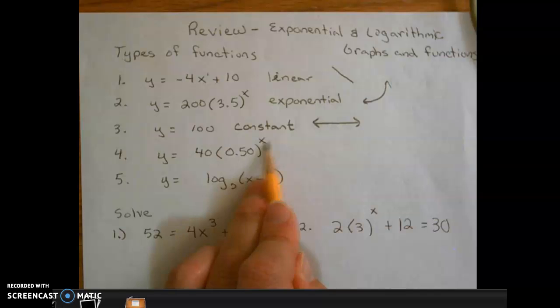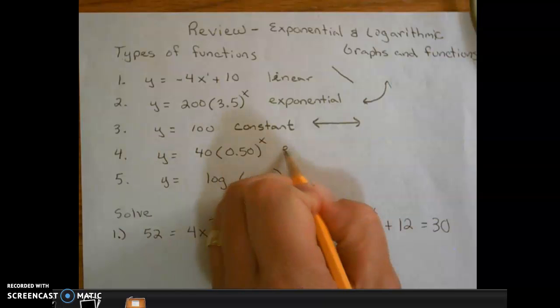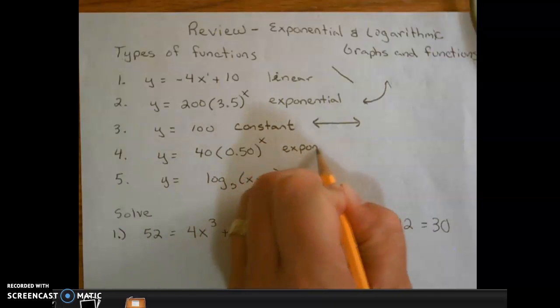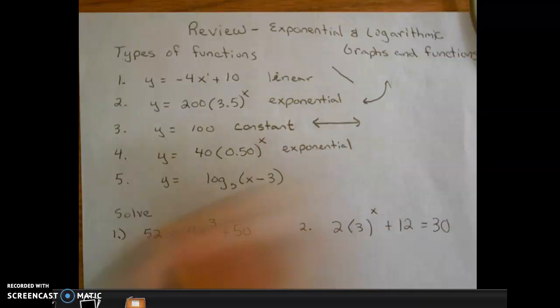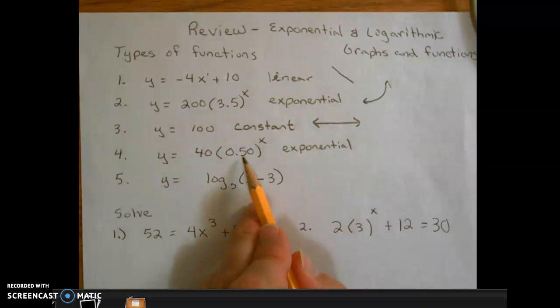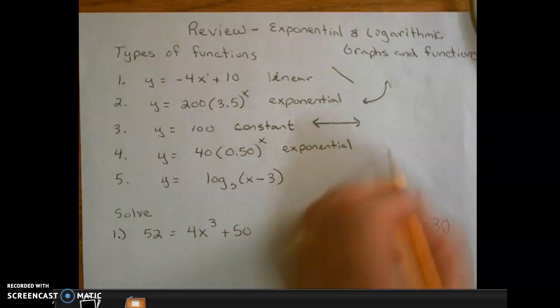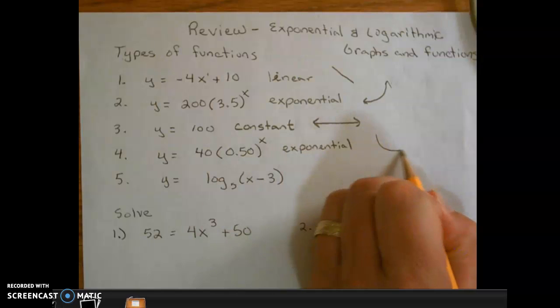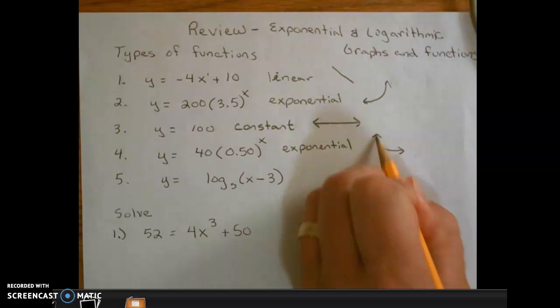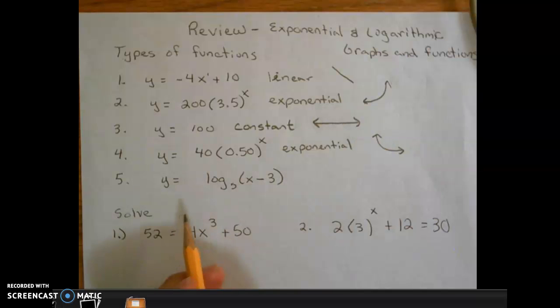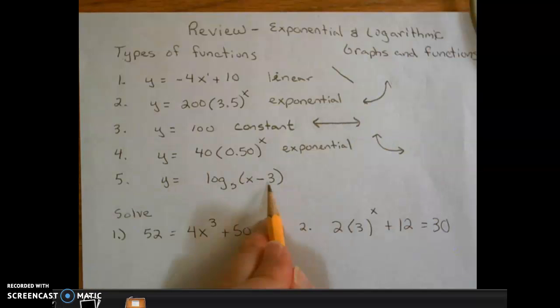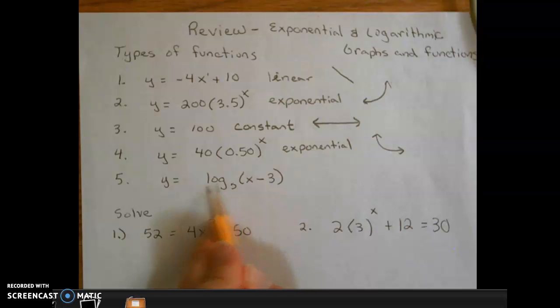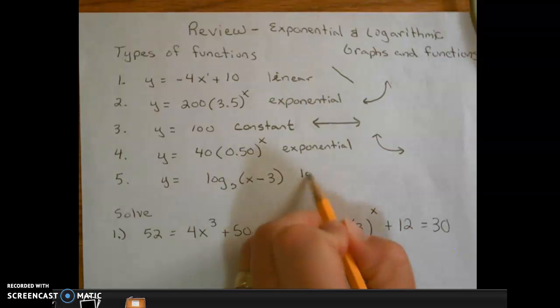Okay, let's take a look at the next one. Notice the x is in the exponent, so again, we have an exponential function. And our base is less than 1, but greater than 0, so we're going to have a decay. So it's going to be decreasing from left to right. And then finally, our next function is, that's right, logarithmic.